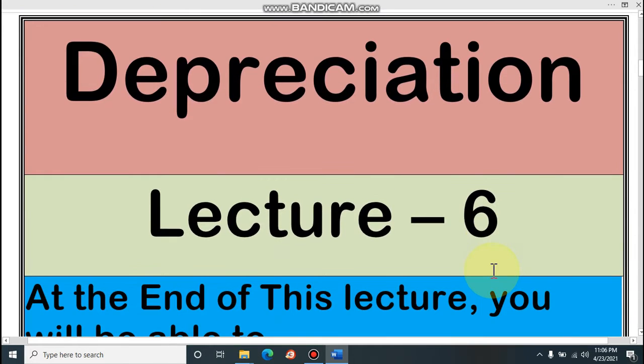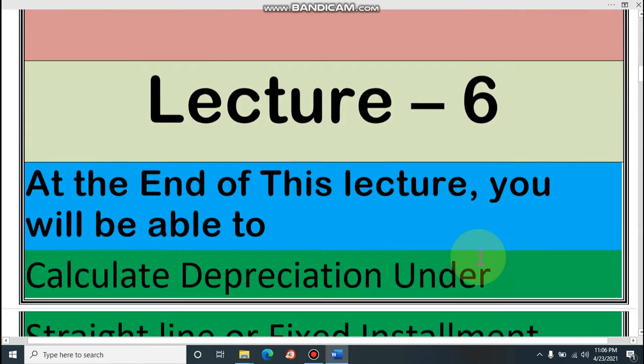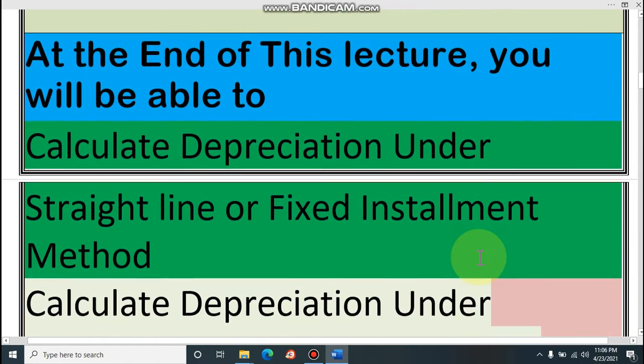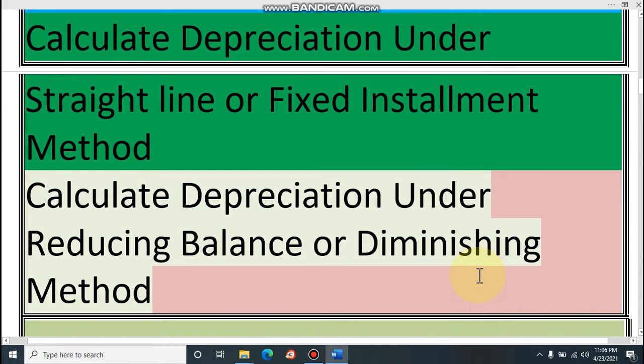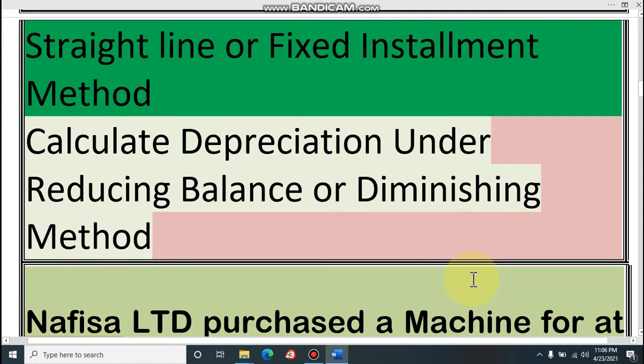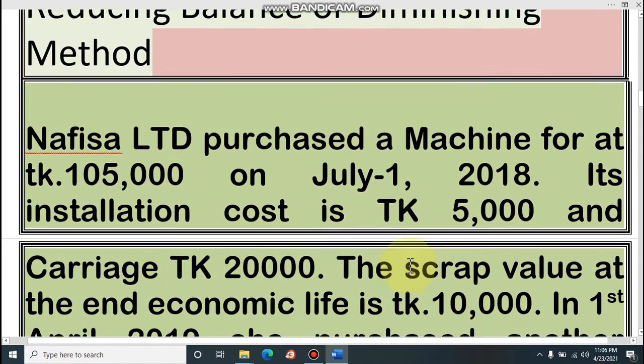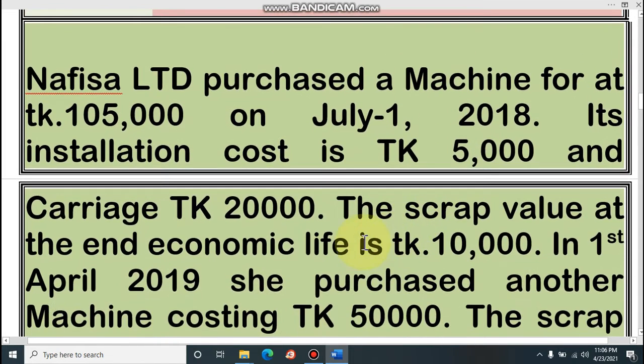Dear student, we will discuss depreciation, and this is our 6th lecture in this chapter. At the end of this lecture, you will be able to calculate depreciation under the straight line method. You will also be able to calculate depreciation under the reducing balance or diminishing balance method. Let's take a math.